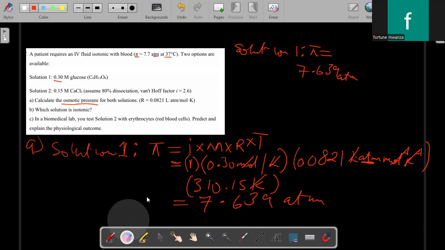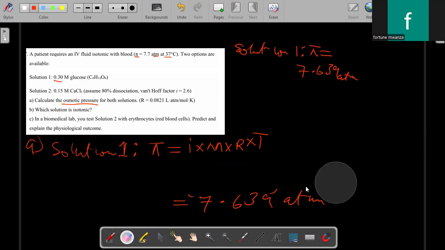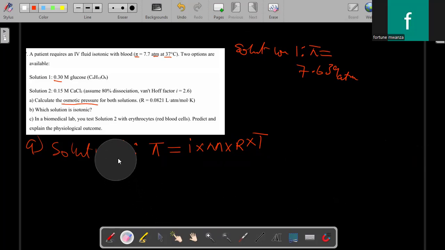Let's go to our solution 2. I'll keep my formula and find the osmotic pressure for solution 2, as asked in part A. For solution 2, the Van't Hoff factor we've been given is 2.6, which has no units.